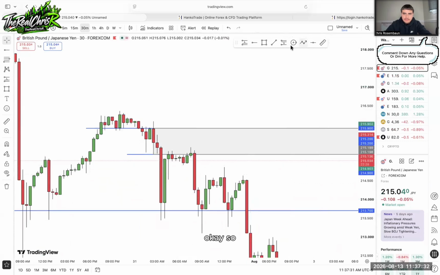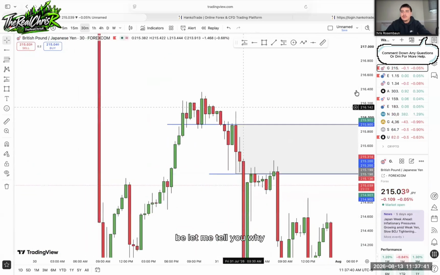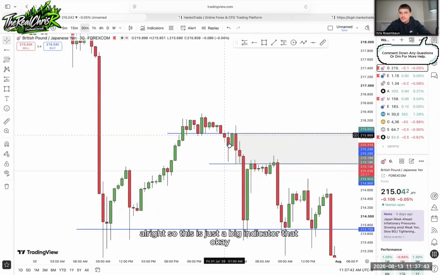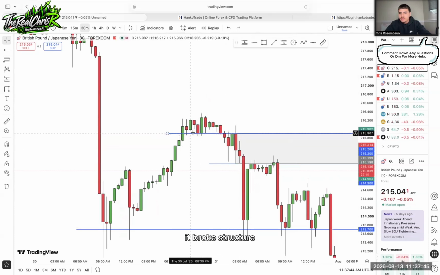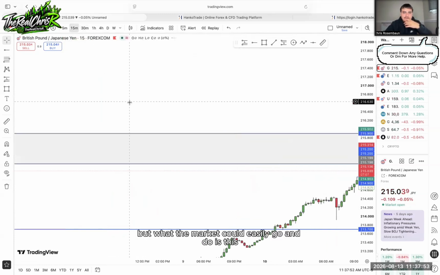But if it would have closed on top, then it would have been making buys, right? I'm assuming. No, no. Let me tell you why. All right, so this is just a big indicator that, okay, it broke structure. This is your support. So this is where you would be selling at. That's your roof. But what the market could easily go and do is this.